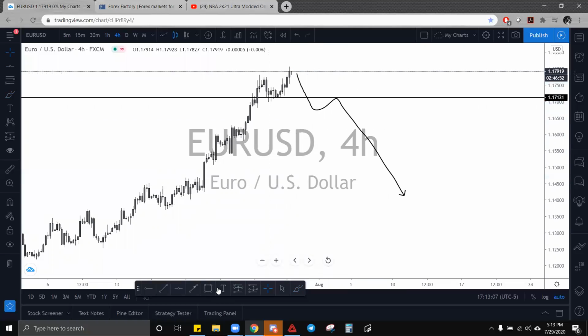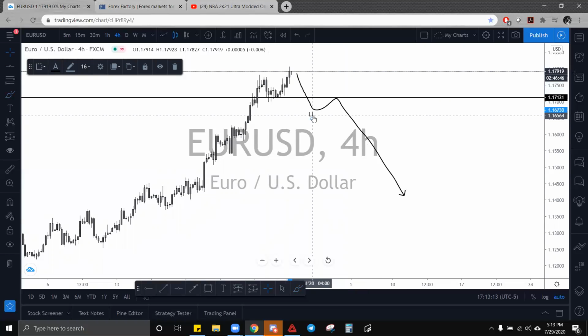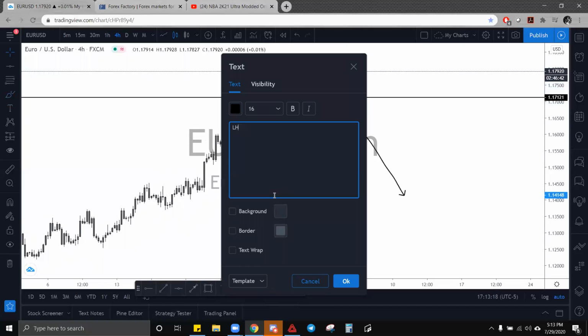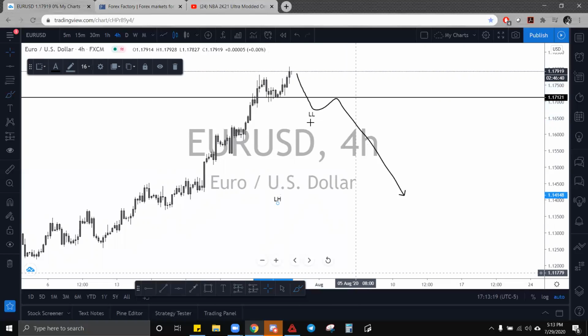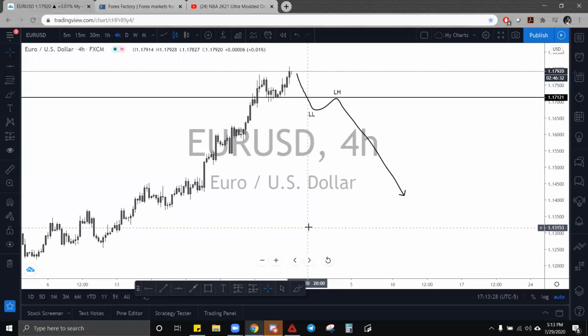Because technically, this structure here will give you a lower low right here, and then this structure here will give you your lower high, right? Technically, that would also be considered your break and retest, and I'll look for a sell, all right?